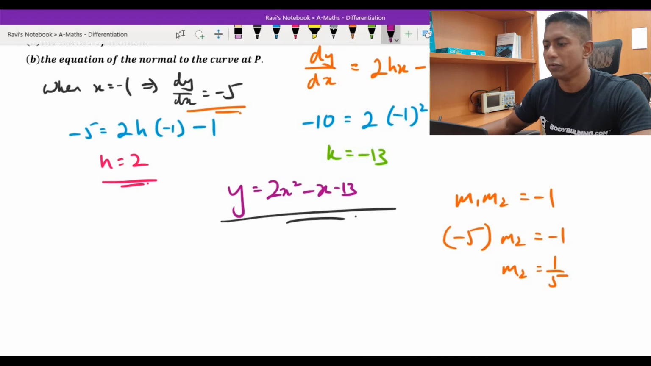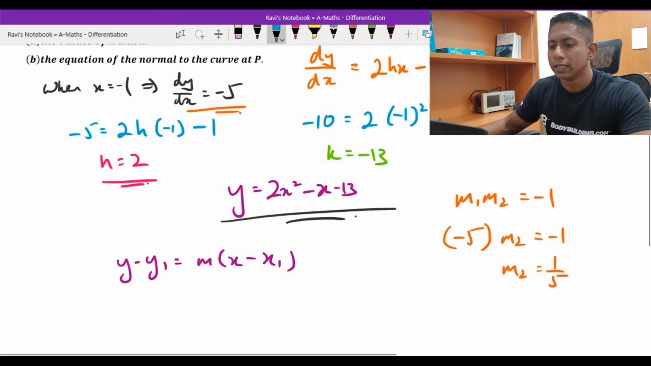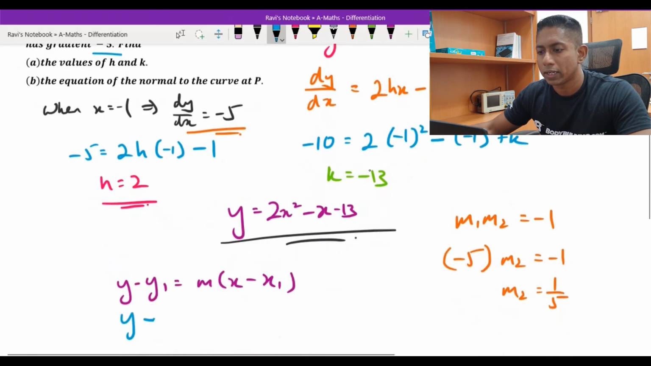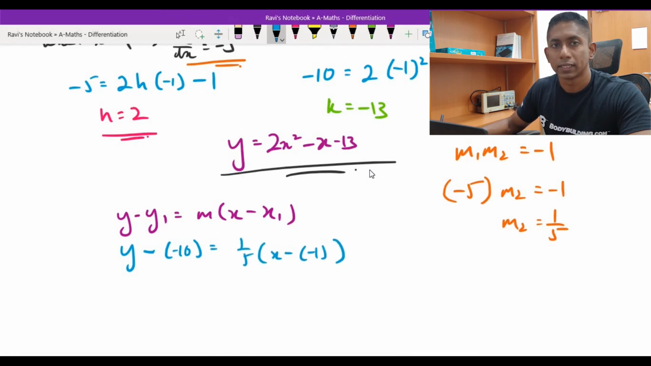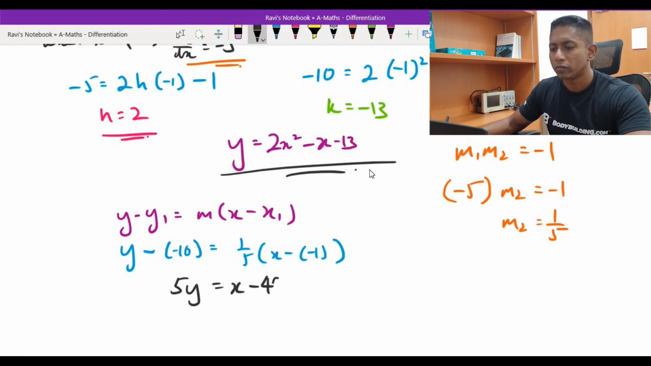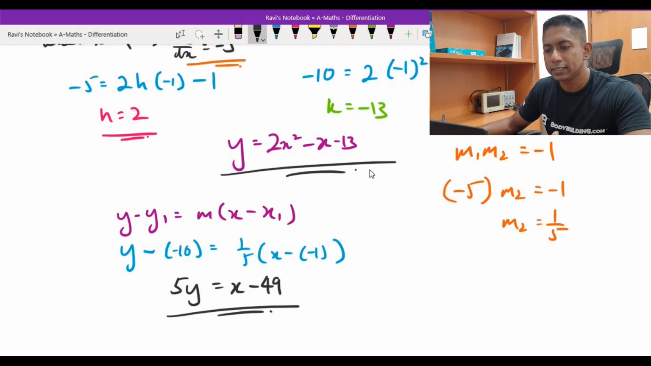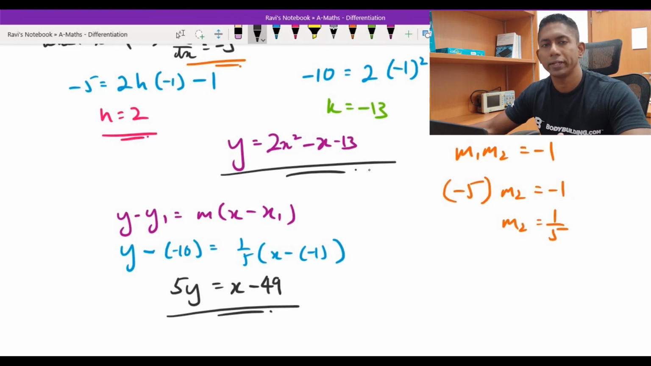To find the equation of the straight line, we can use the general formula, which is y minus y1 equals m(x minus x1). So I can say y minus (-10), since the point is (-1, -10), equals m, which is 1/5, times (x minus (-1)). Solving for this, you will get the final expression as 5y equals x minus 49. So that is the equation of the normal at the point P.